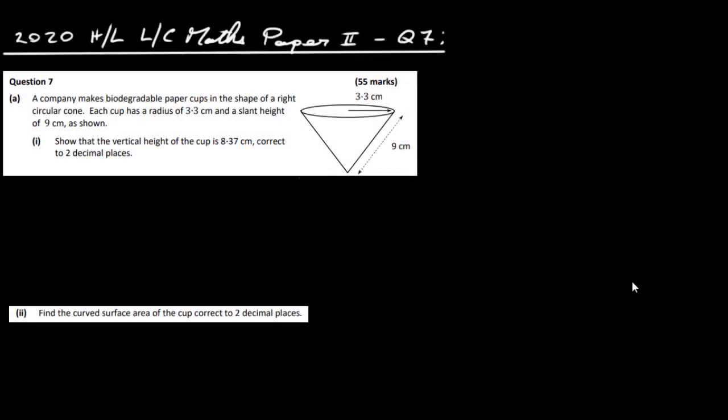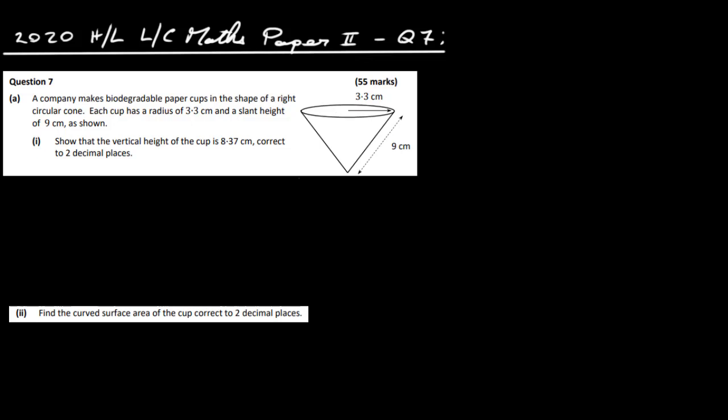Okay, so in this video I'm going to have a look at the 2020 Higher Level Leaving Cert Maths Paper 2, question 7. A company makes biodegradable paper cups in the shape of a right circular cone. Each cone has a radius of 3.3 centimeters and a slant height of 9 centimeters as shown. Show that the vertical height of the cup is 8.37 centimeters, correct to 2 decimal places.